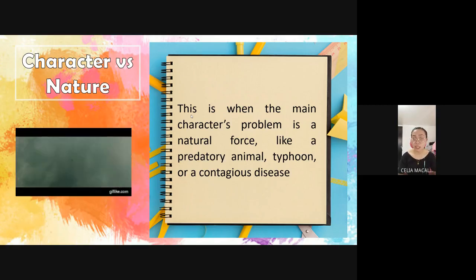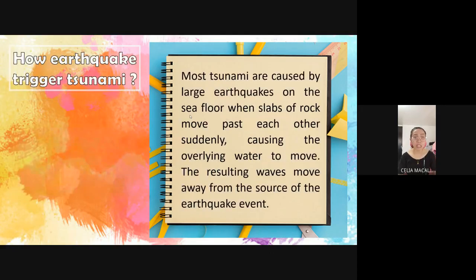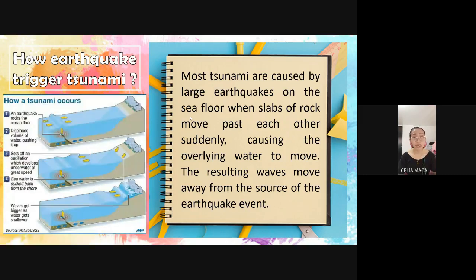It may trigger what? That's right, a tsunami. In fact, most tsunamis are caused by large earthquakes on the seafloor when slabs of rock move past each other suddenly, causing the overlying water to move. These resulting waves move away from the source of the earthquake event and produce a tsunami.